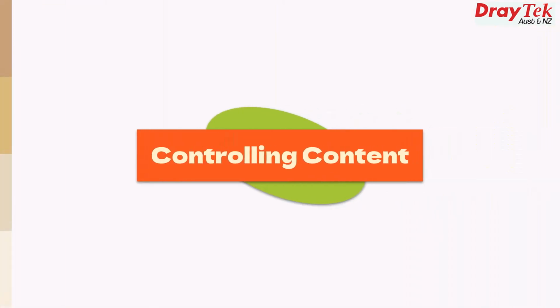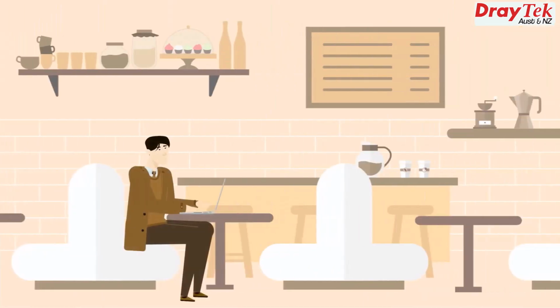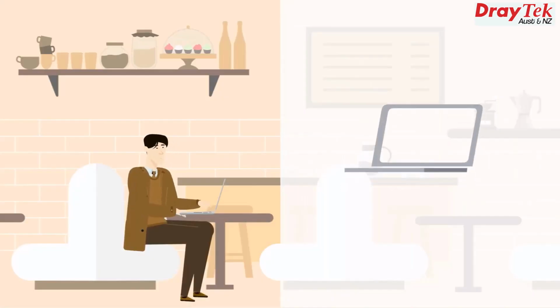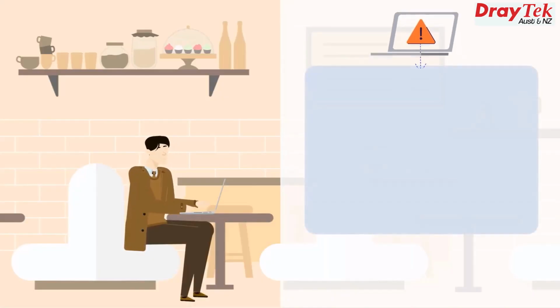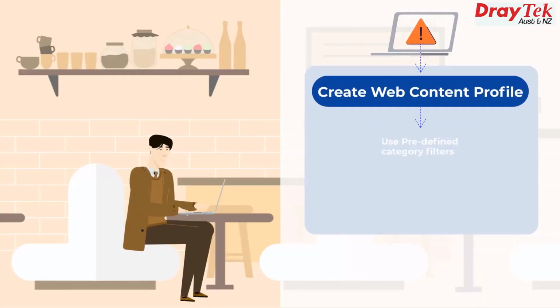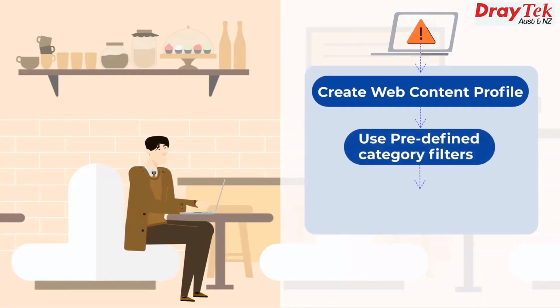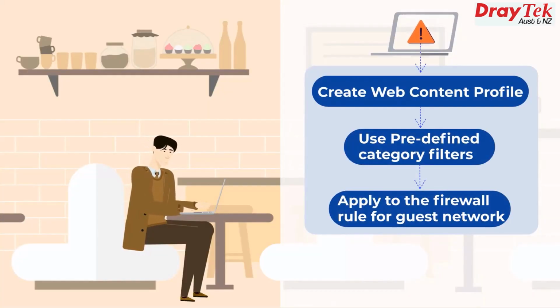Emma is also concerned about customers accessing inappropriate content on the coffee shop's guest network. We need to implement content filtering. Applying a web content filter to the guest network is important for safe browsing. You can simply create a web content filter profile using the predefined category filters, then apply it to the firewall rule for the guest network in the firewall settings, and you're done.